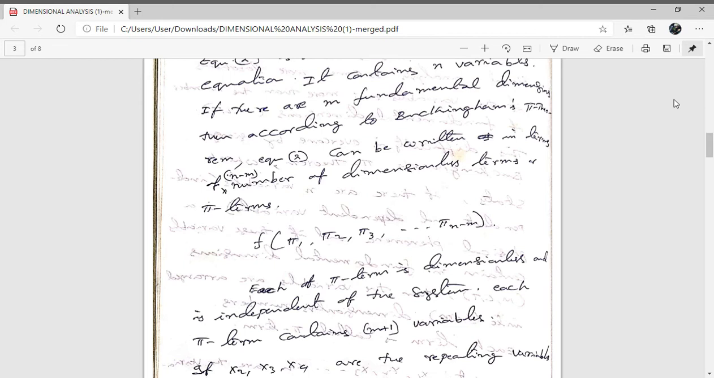Suppose n is 6, number of variables are 6, and m equal to 3. So there will be only 3 terms, pi 1, pi 2, pi 3. Like this we can simplify this problem with the help of Buckingham Pi theorem. And again, each pi term is a dimensionless number. In this dimensionless number also there will be some variables. How many variables are there? There will be m plus 1 variables.